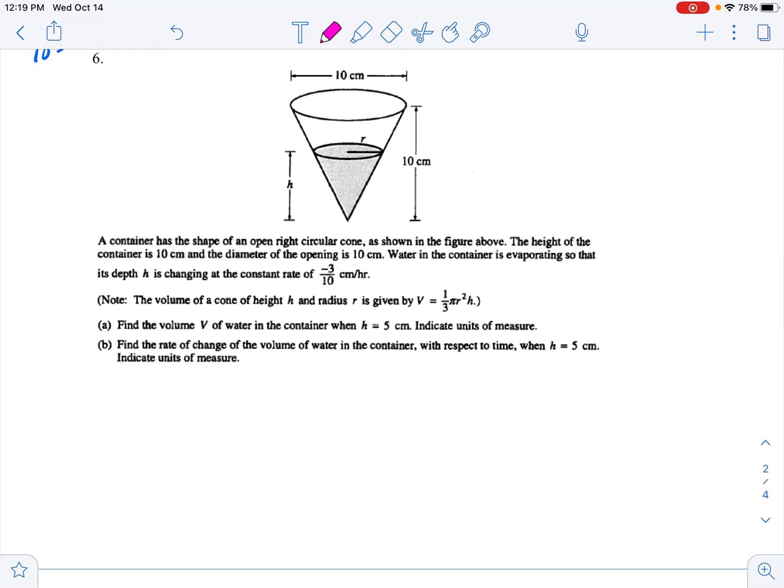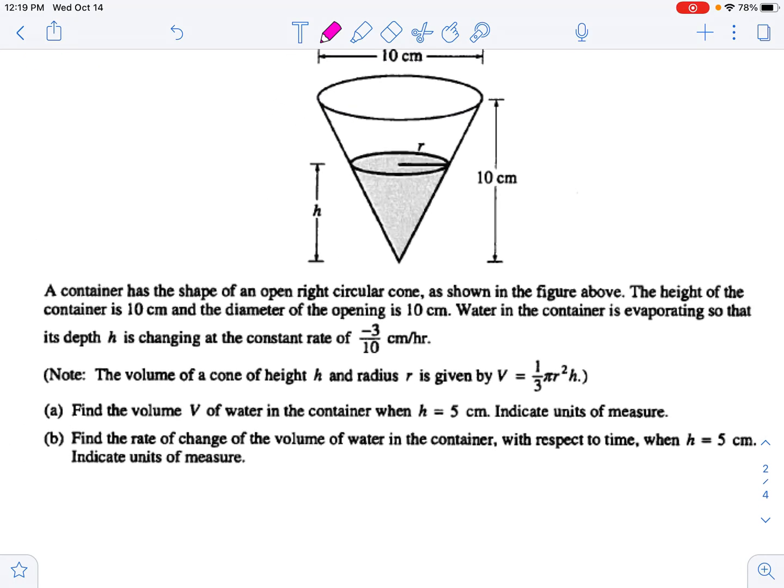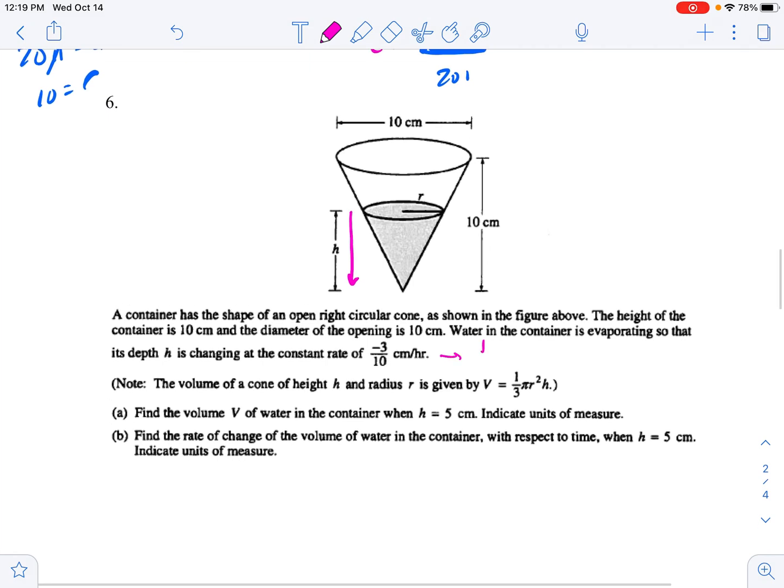The container has the shape of an open right circular cone as shown in the figure above. The height of the container is 10 centimeters. The diameter at the opening is 10 centimeters. Water in the container is evaporating so that the depth h is changing at a rate of negative 0.3 centimeters per hour. Notice that the rate of change is negative. What's going to happen to the actual amount of water in the cup as the water evaporates? The amount of water is going to go down. Okay. So that makes sense then that the rate of change is negative. In fact, that's our dh over dt here.